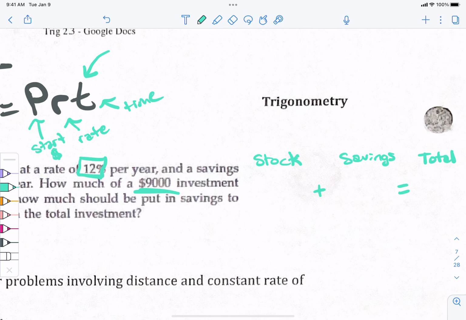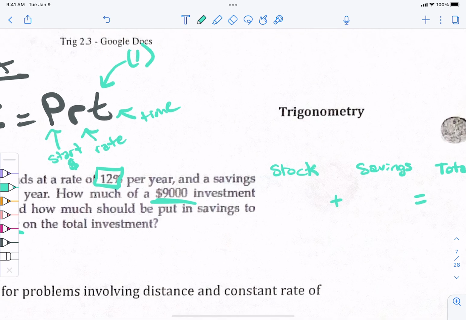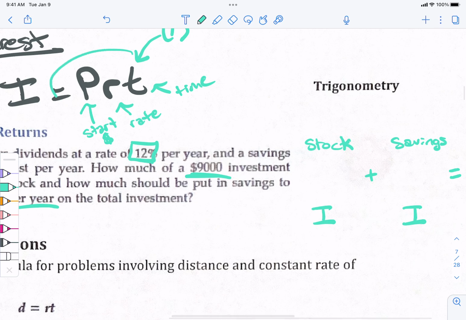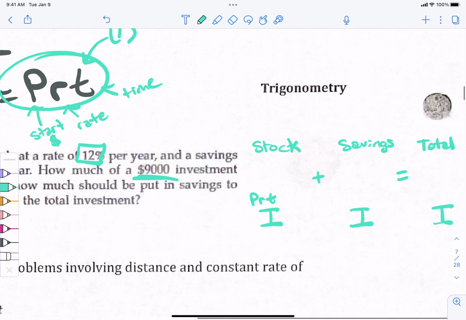So the thing to note is that my time is going to be 1. So I really don't have to consider the time in there, right? But what I want is my interest in stock plus my interest in savings to be my interest total, right? The way that we calculate interest is principal, rate, time. So I have principal times rate times time of my stock plus principal times rate times time of my savings equals principal times rate times time of my total. Now we just said the time is going to be 1 for each one of those, so we really only have to do principal times rate, right? Okay, good?